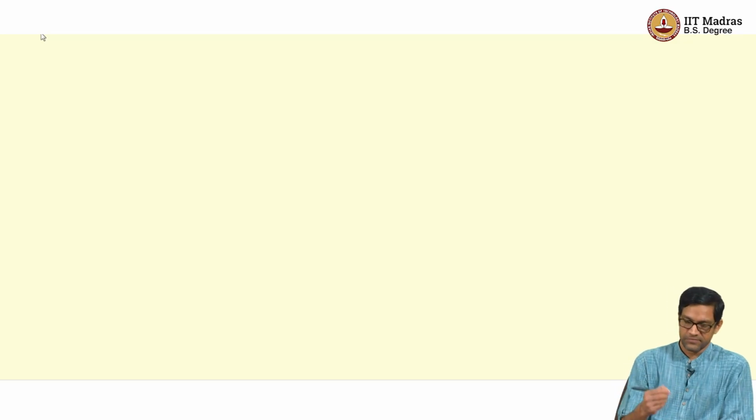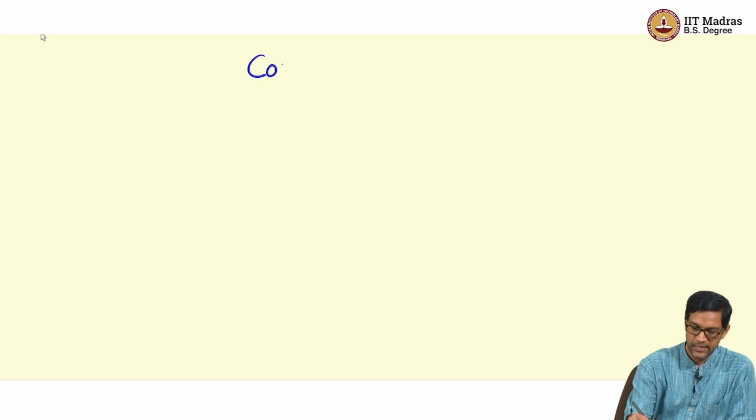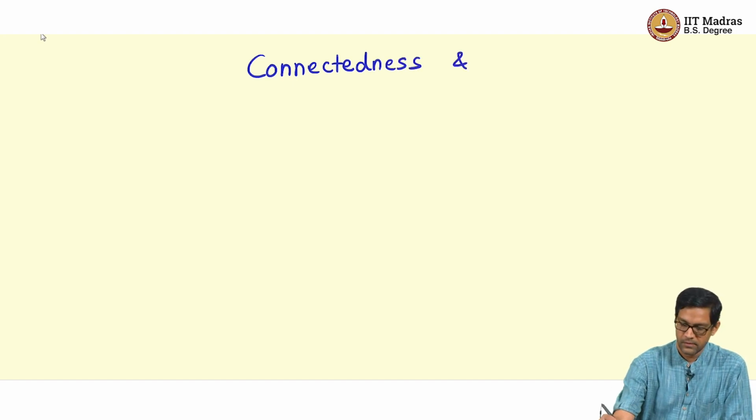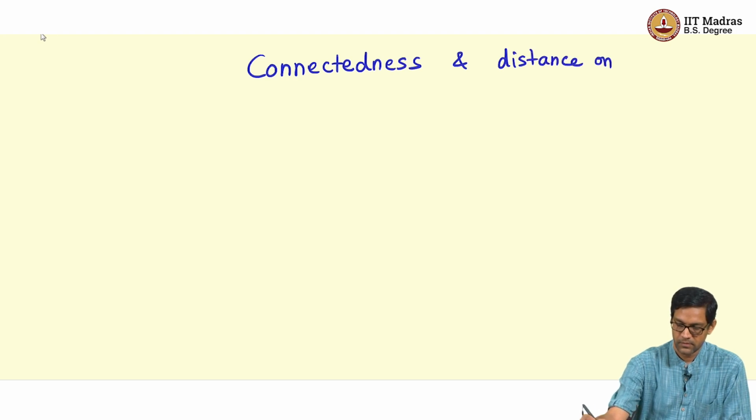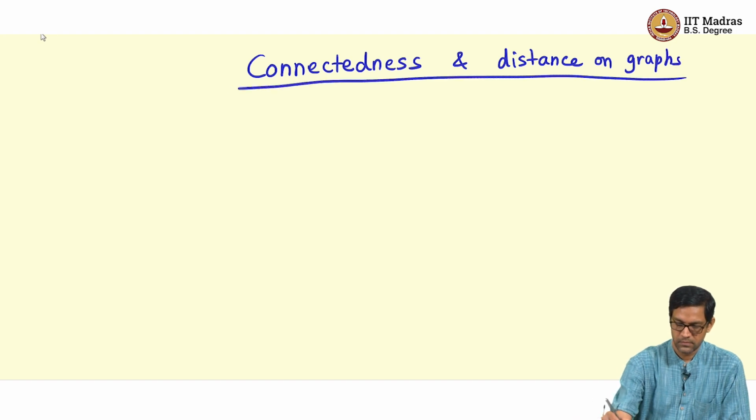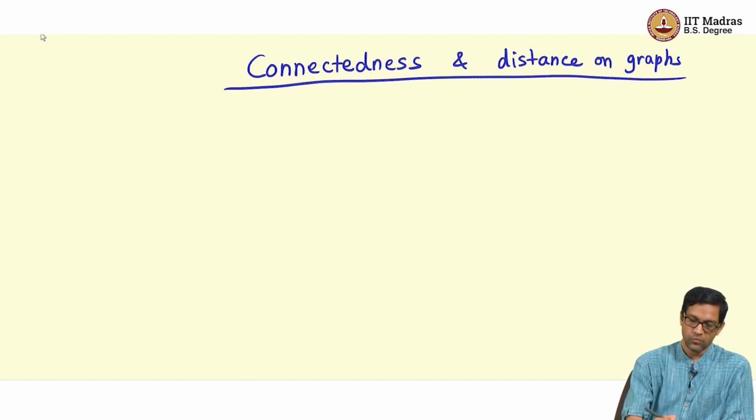So, we talked about graphs earlier. So, let us consider one aspect of graphs. This is called connectedness and a notion of distance. So, what is it that we can do when we have a graph?